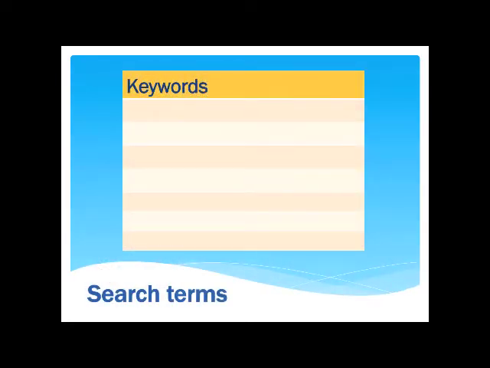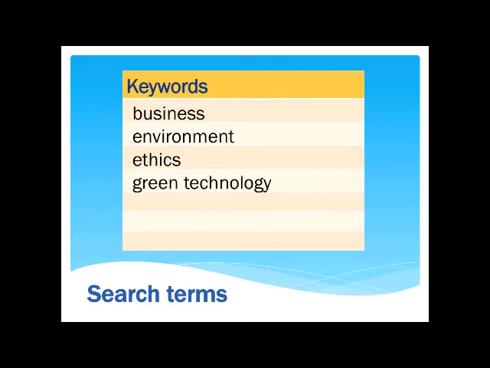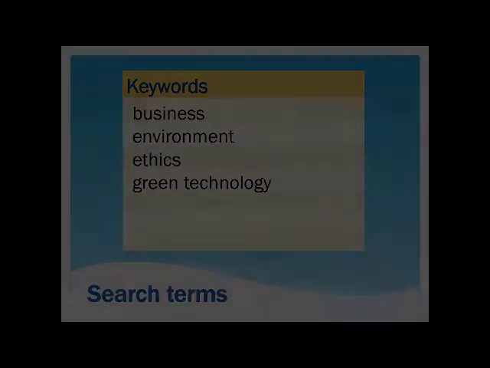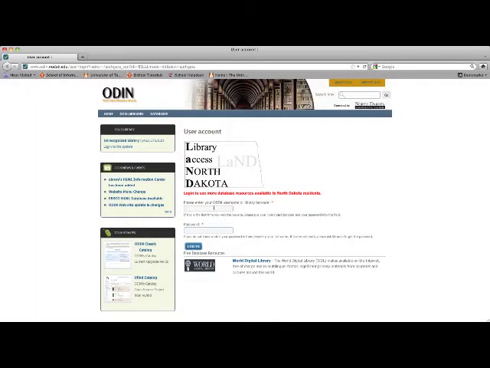Before starting to search the database, John writes down a few keywords that might be related to his topic. His list includes business, environment, and ethics. He thinks again about the radio program and decides to add green technology to the list of his keywords. John logs in.